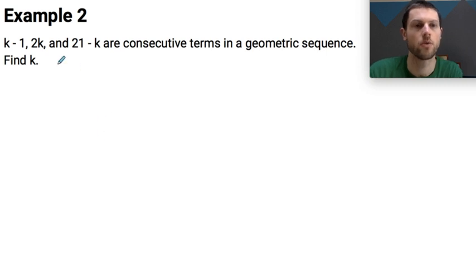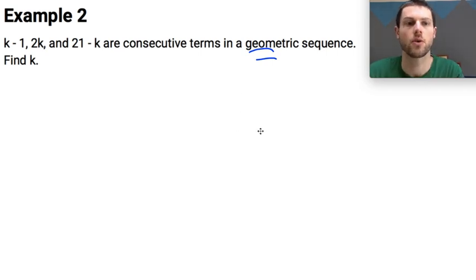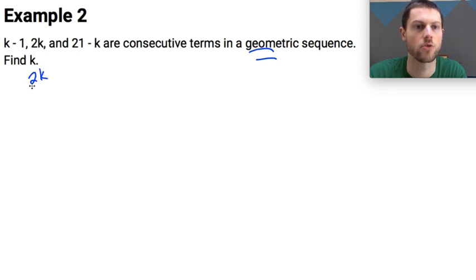In our second example, we have three consecutive terms, k minus 1, 2k, and 21 minus k, and they are consecutive terms in a geometric sequence. This is key. So we want to find what k is. If it is a geometric sequence, then we know that I have a common ratio. If I take 2k and divide that by k minus 1, that should equal 21 minus k over 2k.